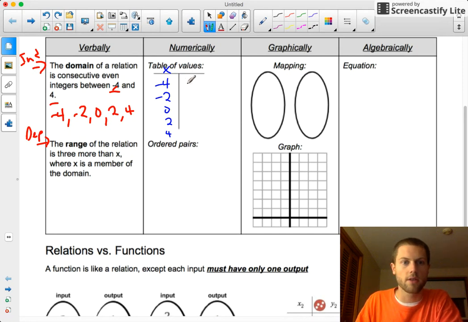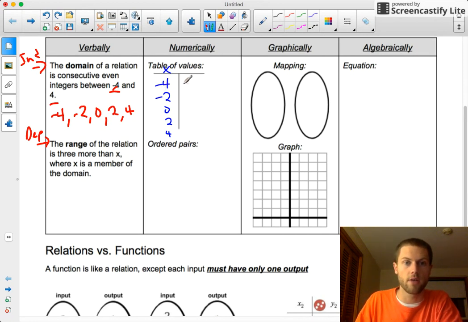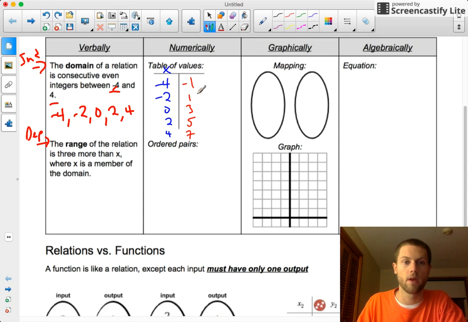So what I'm going to do then is I'm going to take this x value, and my range will be 3 more than this. So 3 more than -4 is -1. 3 more than -2 is 1. 3 more than 0 is 3. Then I have 5, and then I have 7. So now we can see that the range is going to be -1, 1, 3, 5, and 7. And that's it. Those are all the possible values in this relation for this given set of numbers here.